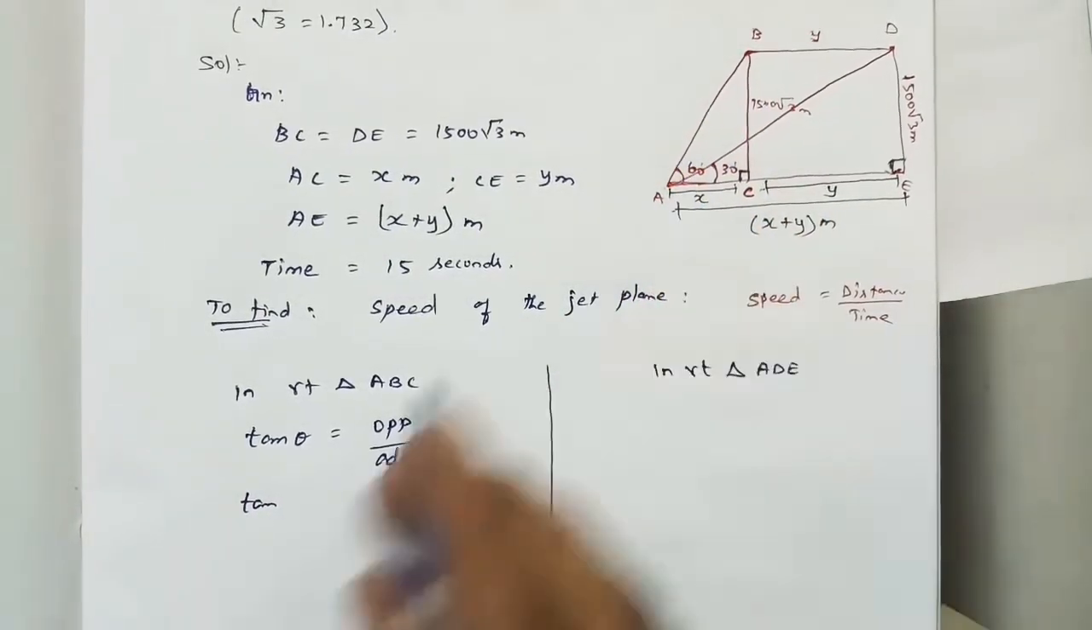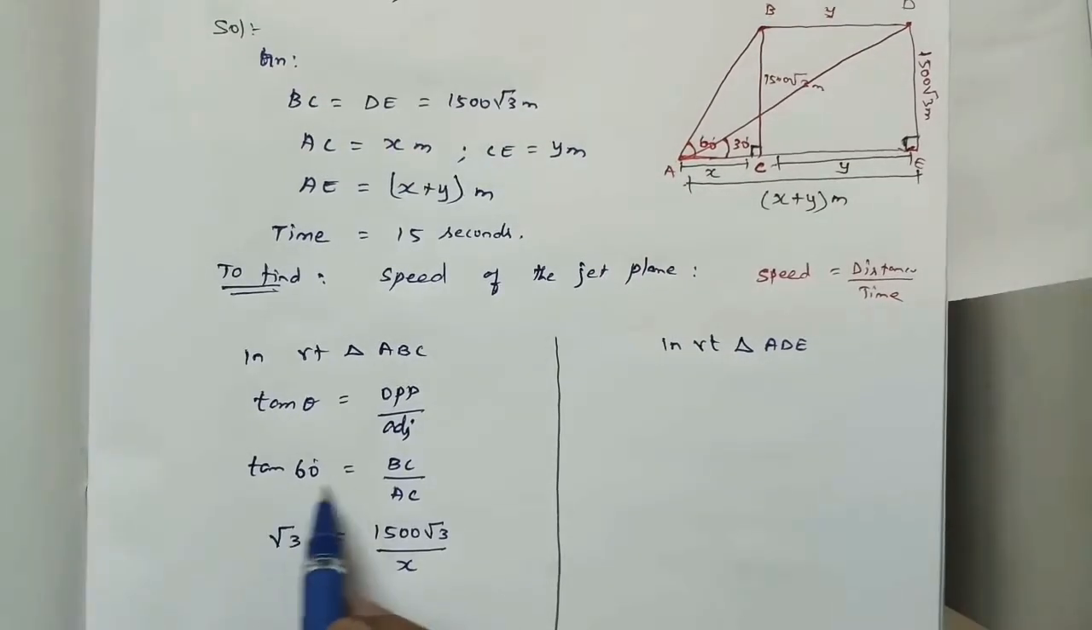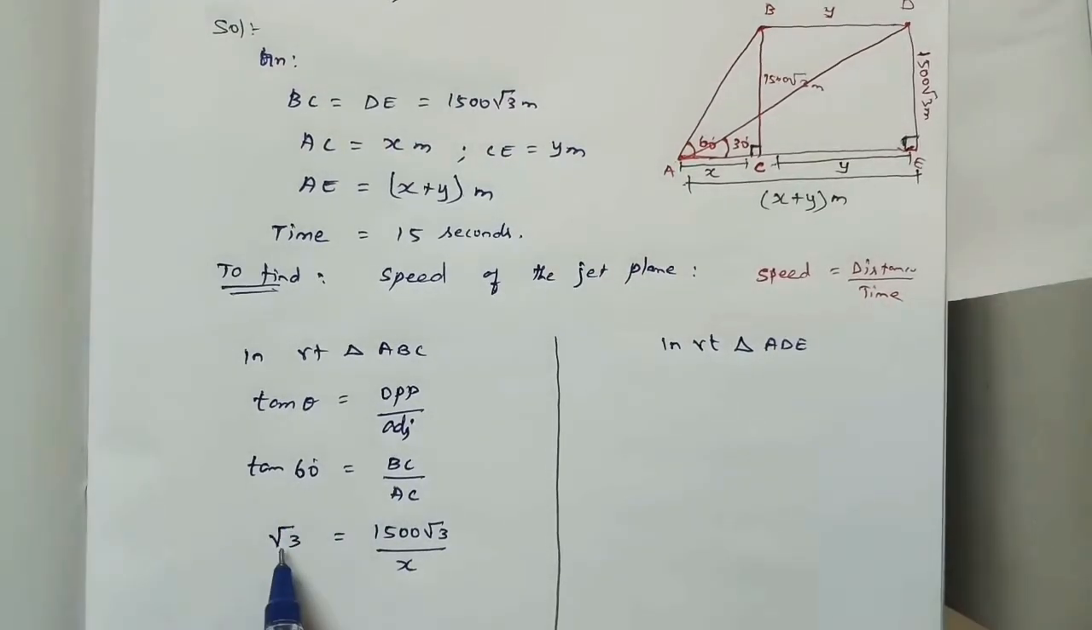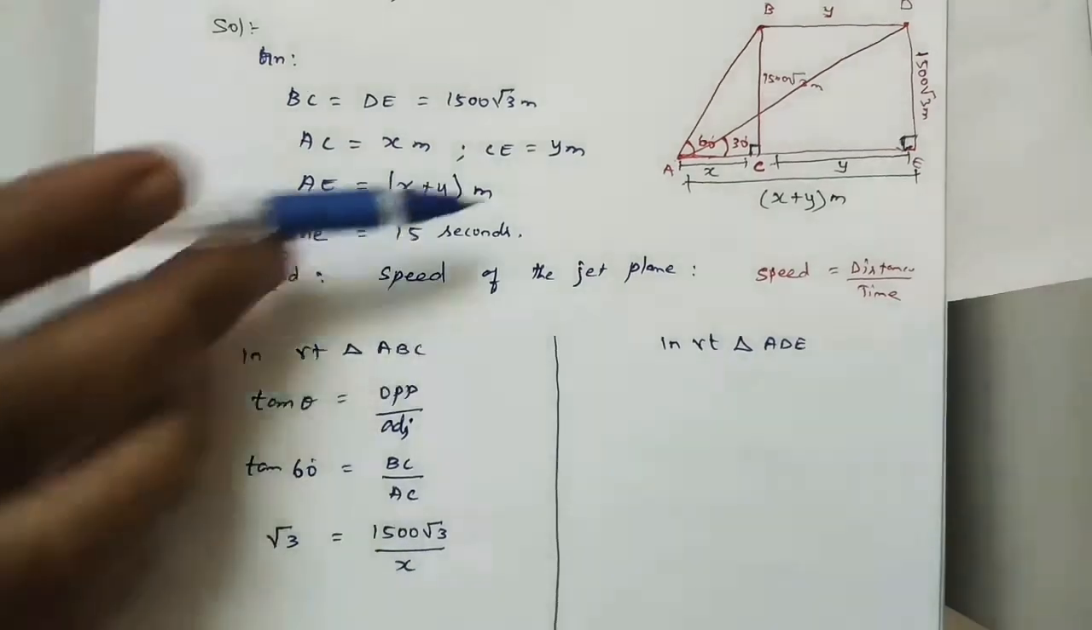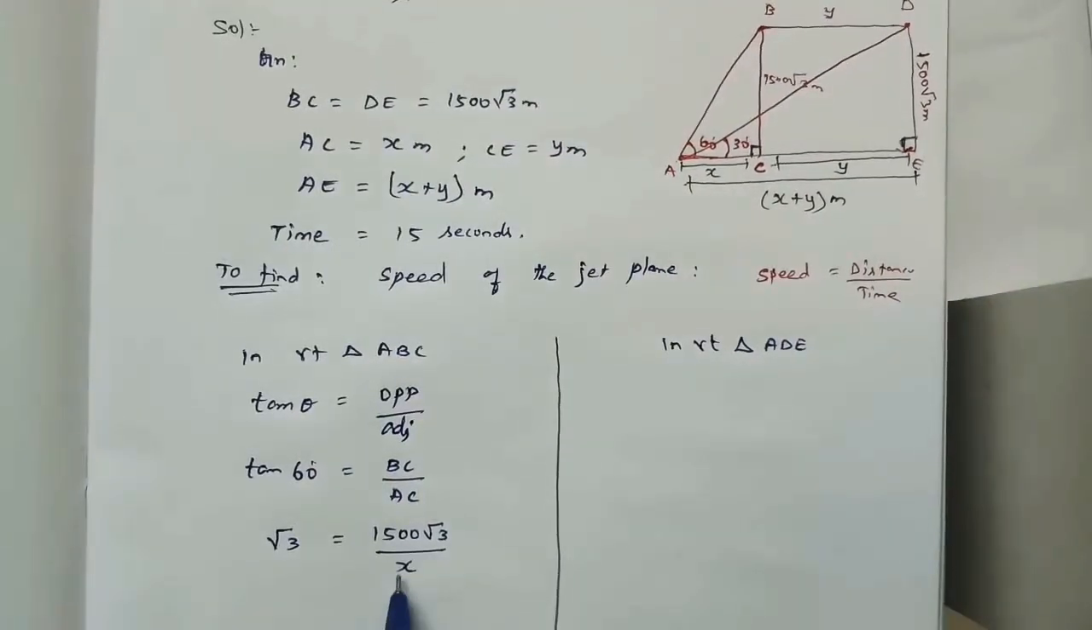Angle ABC is 60 degrees. So tan 60 degrees is equal to BC by AC. What is the value of tan 60? Root 3. And what is the value of BC? BC is 1500 root 3, so tan 60 equals 1500 root 3 meter divided by x meter.